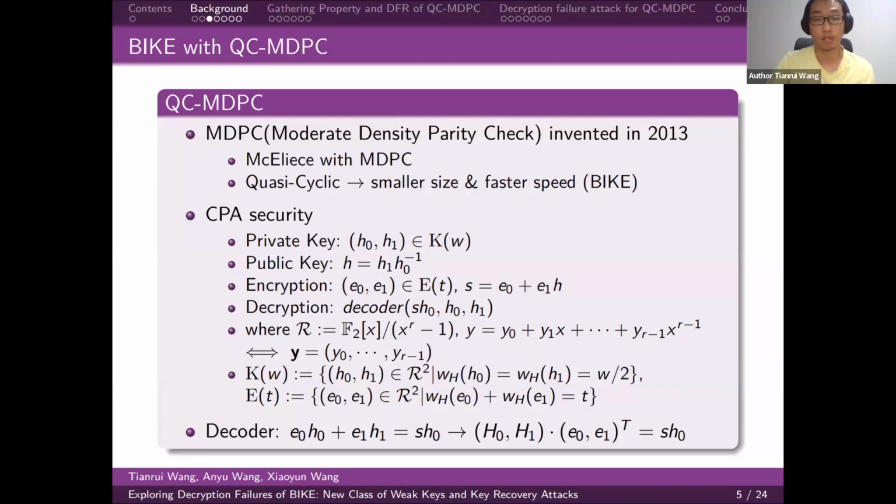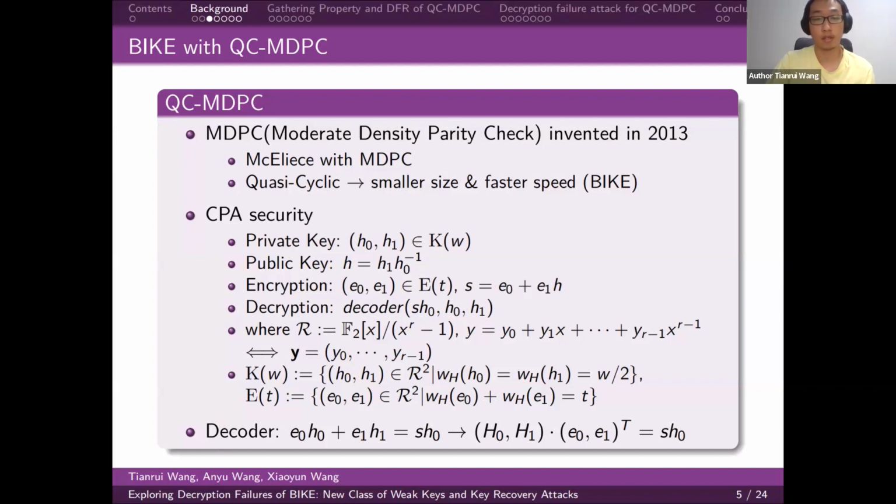To simplify decoding, they add quasi-cyclic structure instead of Goppa code in McEliece. Here is a version of the algorithm offering true CPA security. Initially, R is a ring with polynomials of degree less than r. An element y in R could be represented in two ways: as a polynomial y equals y0 plus y1x plus so on, and as a vector y equals a tuple y0, y1, until y_{r-1}.